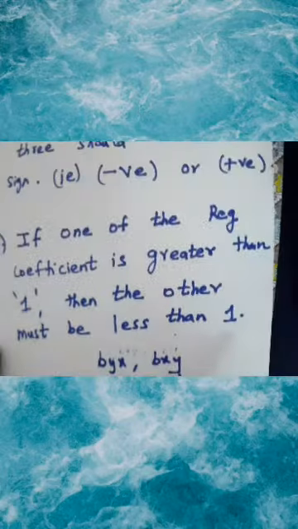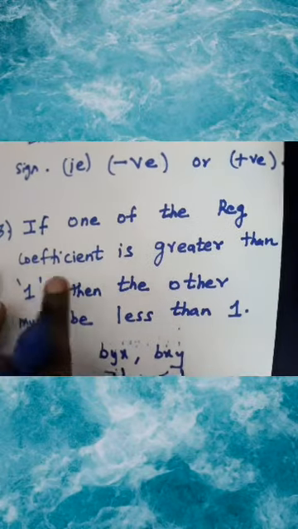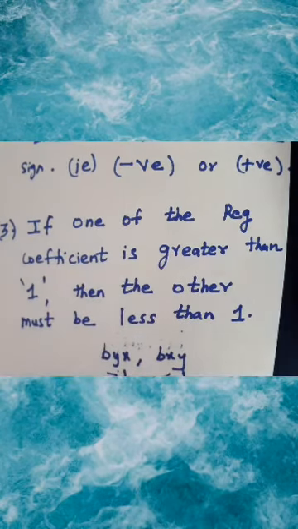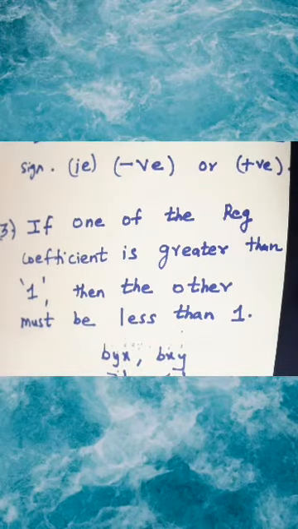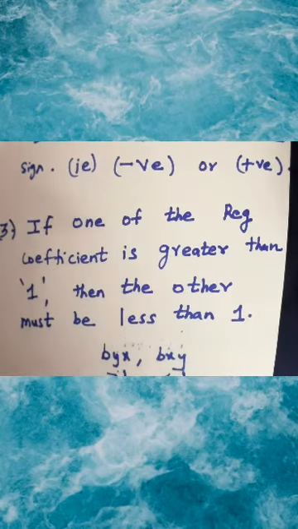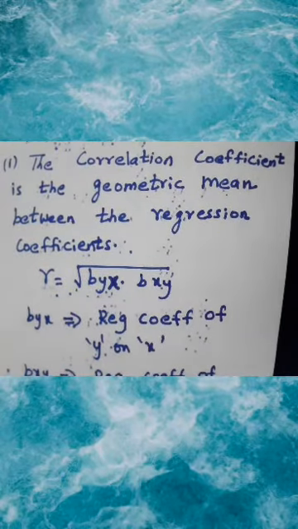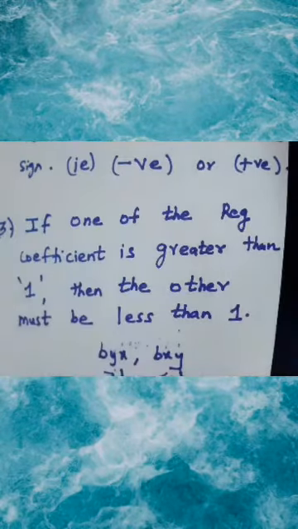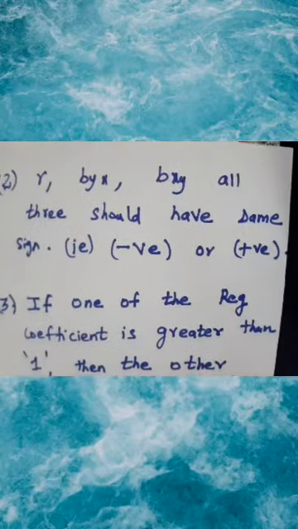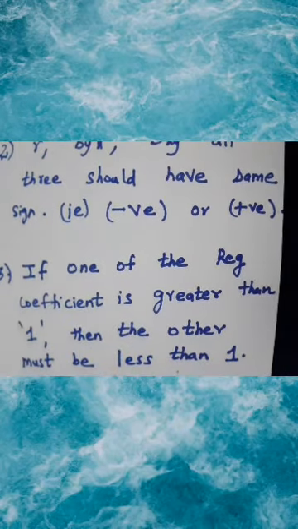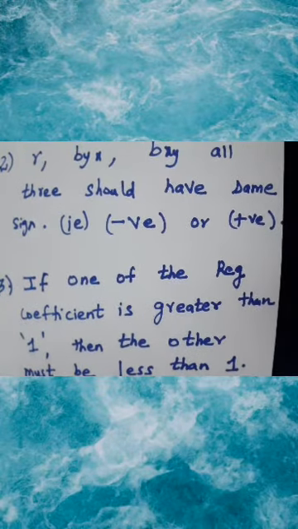So property number 3 says, if one of the regression coefficients is greater than 1, then the other must be less than 1. Understood, students? So these are the three important properties you have to remember. The first property is the correlation coefficient is the geometric mean between the regression coefficients. The second is r, byx, bxy all should have the same sign. Third, if one of the regression coefficients is greater than 1, the other must be less than 1.